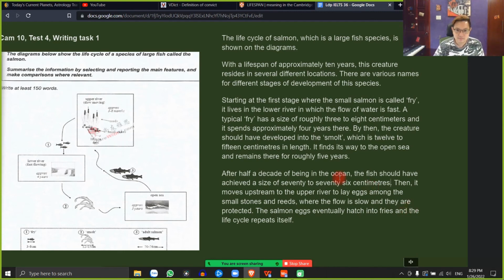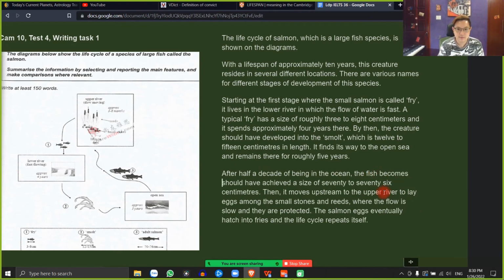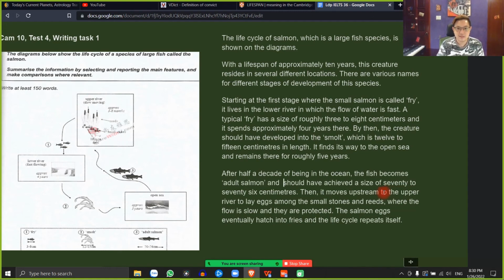The fish becomes adult salmon, and it should have achieved a size of. Okay. Con cá trở thành adult salmon.